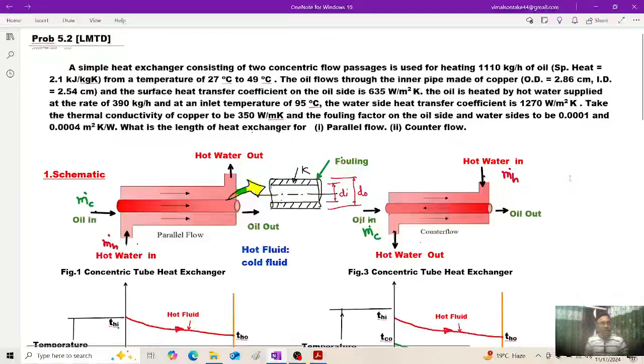Problem 5.2 on LMTD. A simple heat exchanger consisting of two concentric flow passages is used for heating 1110 kg per hour of oil having a specific heat 2.1 kilojoule per kg per Kelvin from a temperature of 27 degrees Celsius to 49 degrees Celsius.